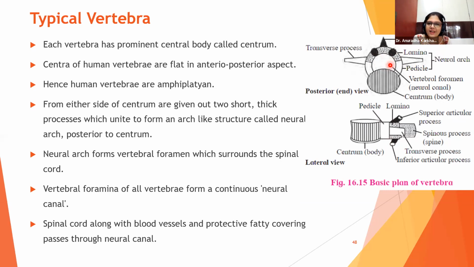So what is this neural canal made of, beta? All these vertebral foramina, when we place them one above the other, a cavity will form. That will be making your neural canal. Okay, got it? Spinal cord, along with the blood vessels and protective fatty covering, passes through the neural canal.